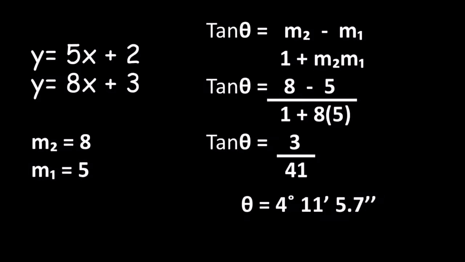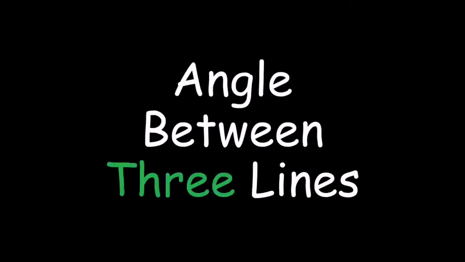We would then press shift tangent and our slope, which is 3 over 41, in our scientific calculator, and we would get theta equals 4 degrees, 11 seconds, and 5.7 milliseconds. For our last topic, angle between three lines.